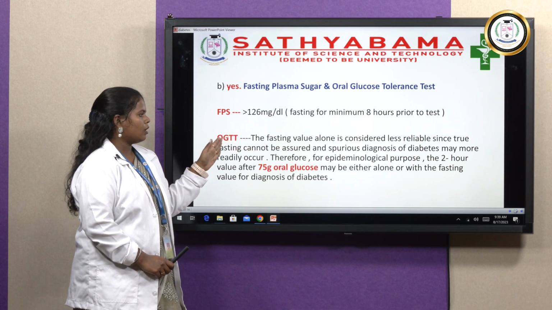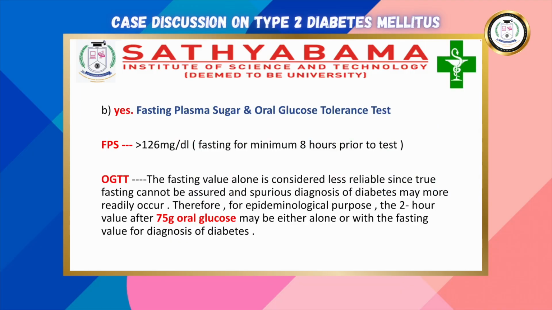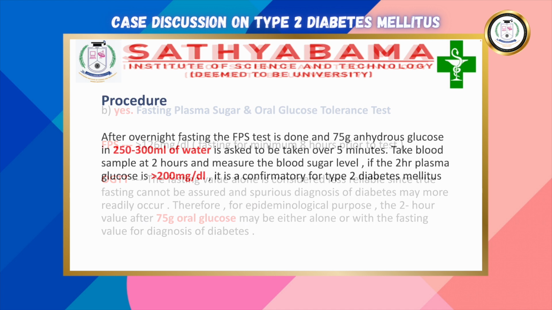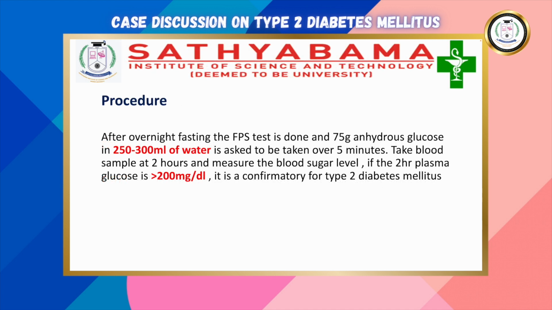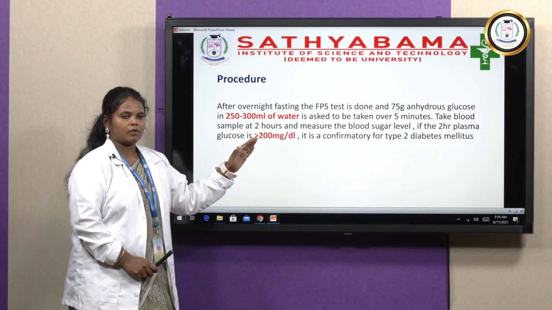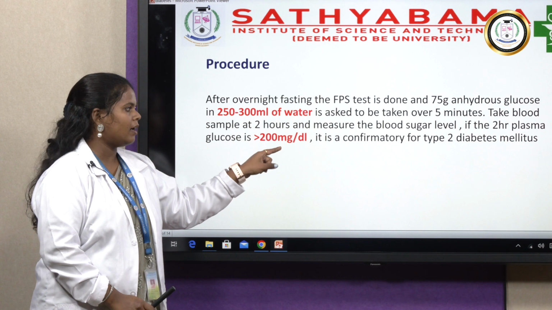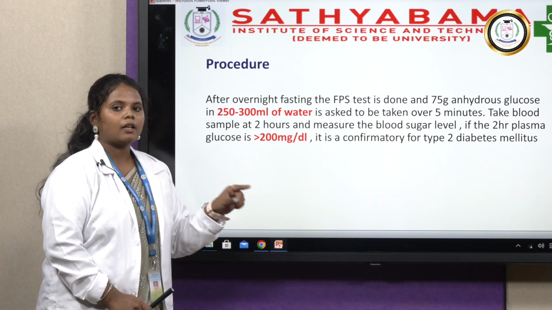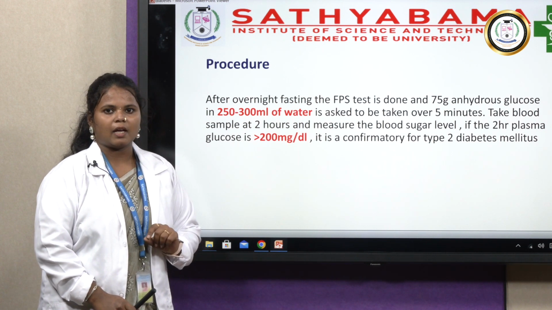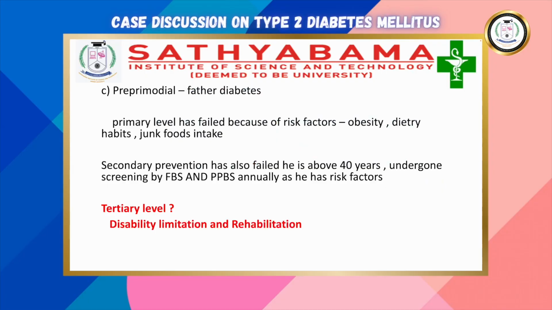And coming to the oral glucose tolerance test, you have to take 75 grams of oral glucose and mix it in 250 to 300 ml of water, and ask the patient to drink that water within 5 minutes. After 2 hours you are supposed to check the blood glucose level. If it is above 200 milligram per deciliter, you can confirm the patient has type 2 diabetes mellitus. And coming to prevention, there are 4 types of prevention.